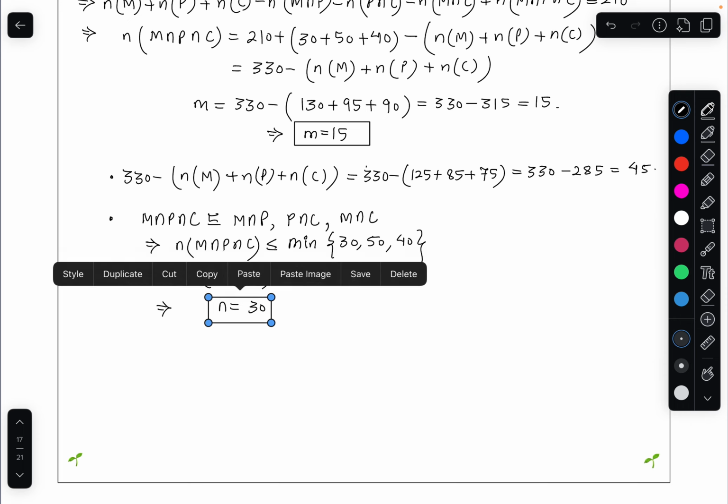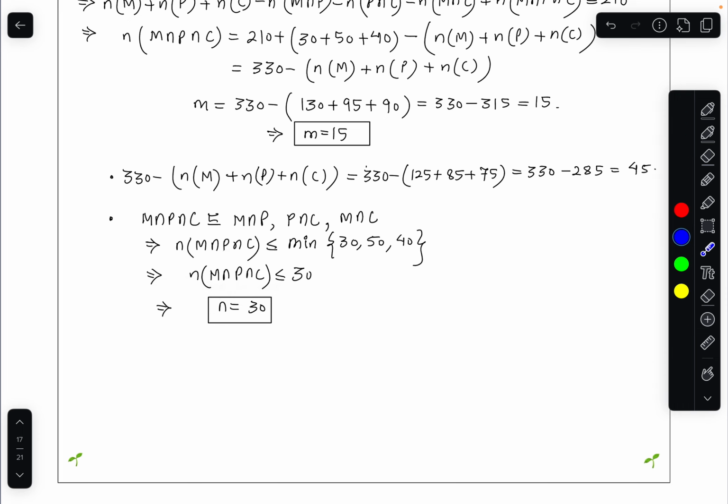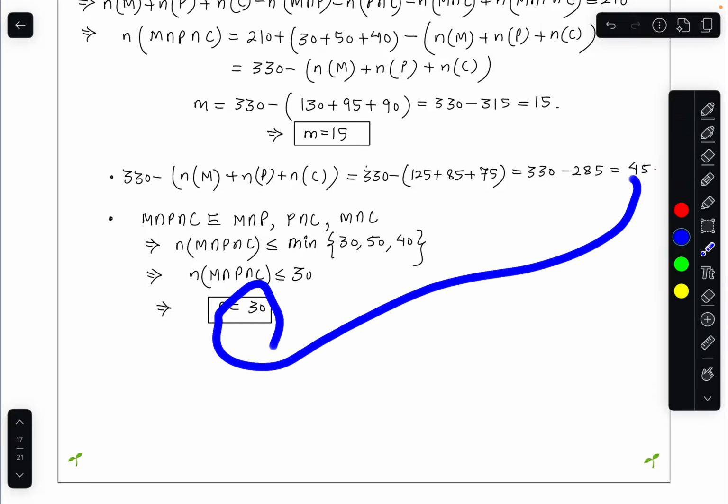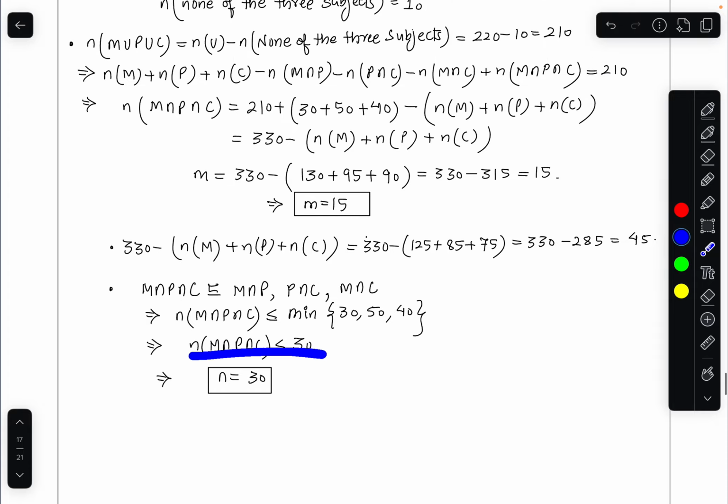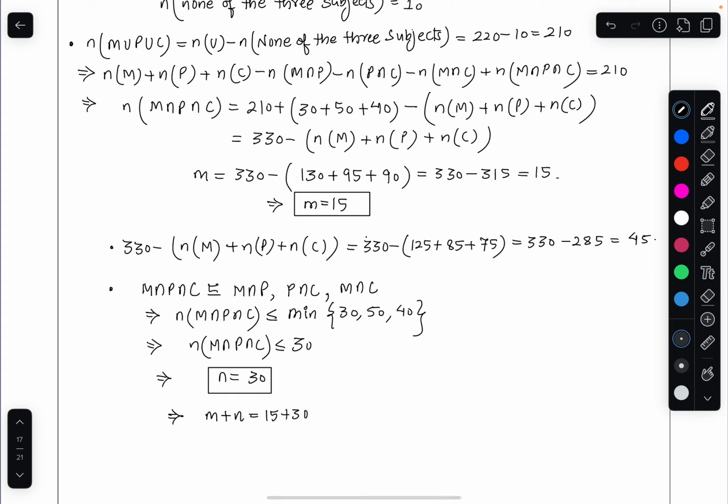And so n equal to 30 is the maximum possible value that M intersection P intersection C can take. So you try to find this quantity also and then this one, and then you choose which one could have given you the answer. It's a must case for you. The number of elements in the intersection of M, P, and C has to be less than the number of elements in all these three sets. Amongst them, the minimum quantity is 30, so the possible value of n would be 30 only. And then that gives me m plus n, which is 15 plus 30. Small m was 15, small n is 30, and the final answer that we get is 45.